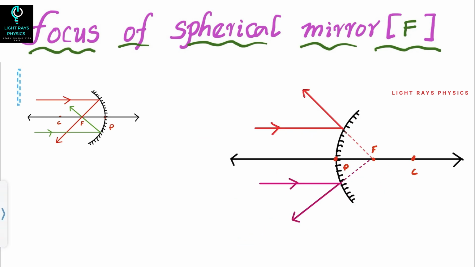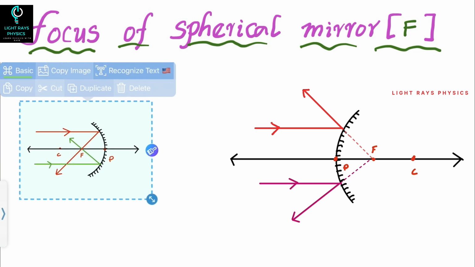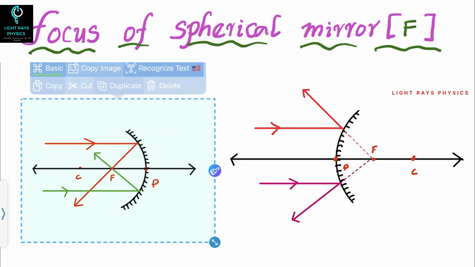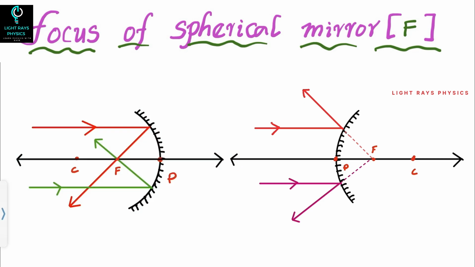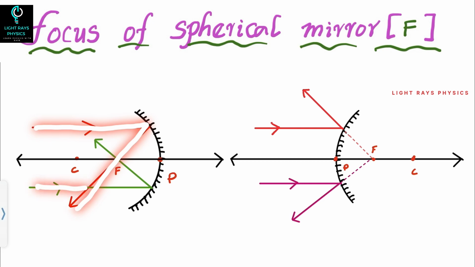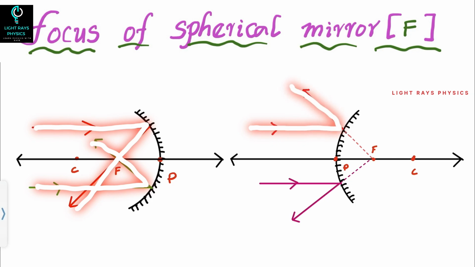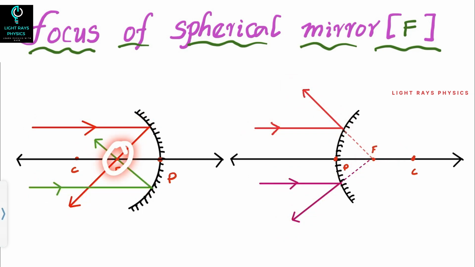Now let us arrange the two images of the convex and concave mirror to the same size and let us analyze them. Now you can see on the screen the light rays which are moving parallel to the principal axis are meeting at a point for the concave mirror, and the light rays which are moving parallel to the principal axis are diverging away from a point on the convex mirror. These points on the convex and concave mirror are called the focus. It is denoted by the symbol capital F.